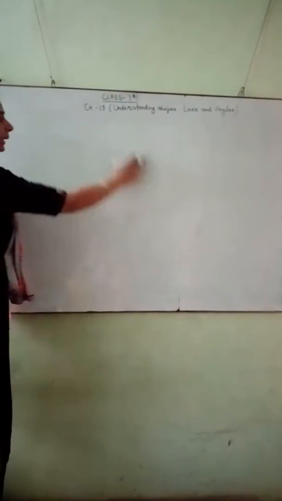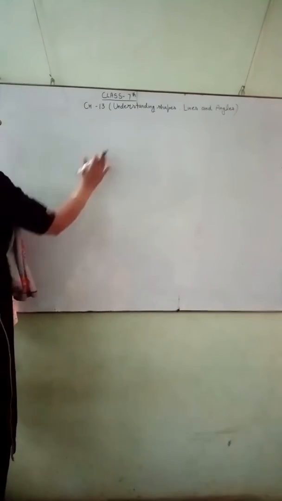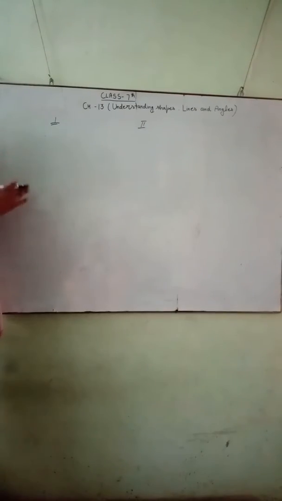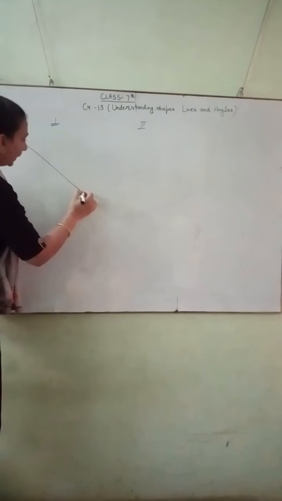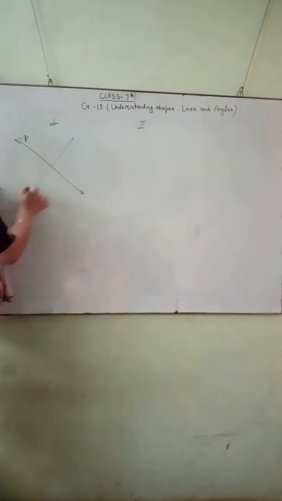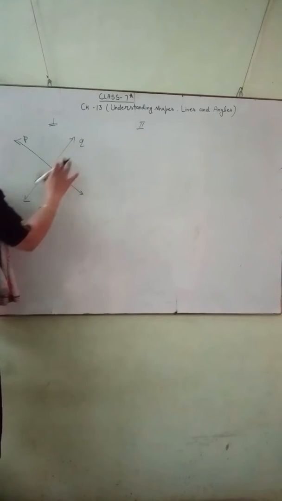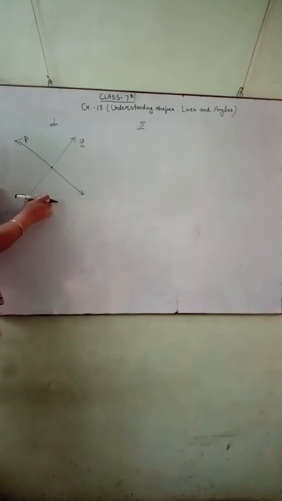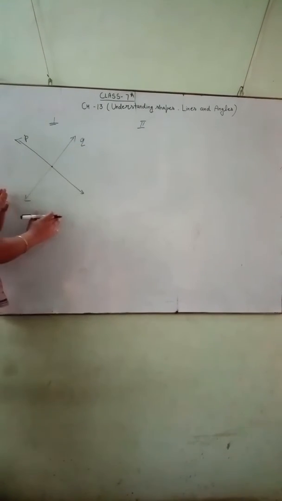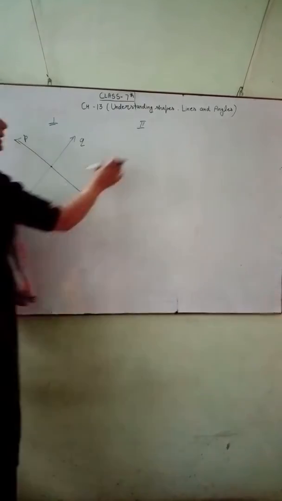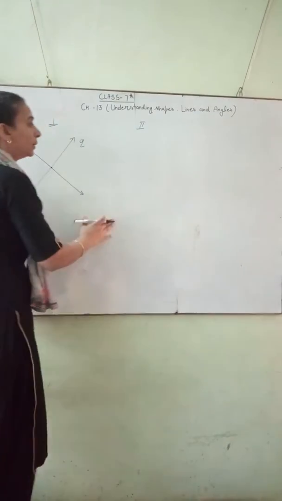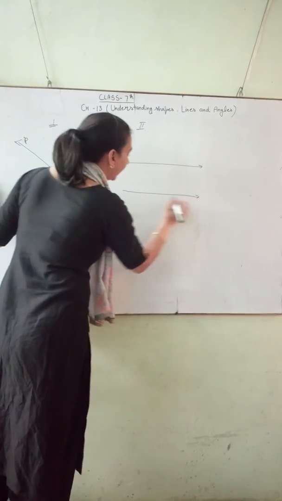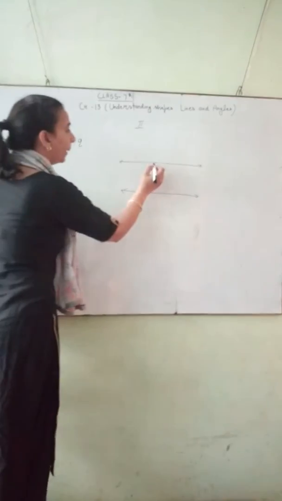Students, in a plane, there are two types of lines. In the first type, if we take two lines, P and Q, and they intersect each other at this point, then we call these lines intersecting lines. And the second type of lines in a plane: if two lines do not intersect each other, then we call them parallel lines.